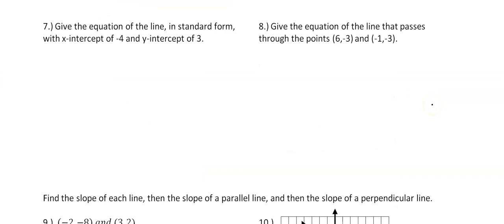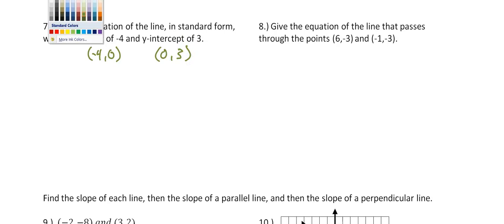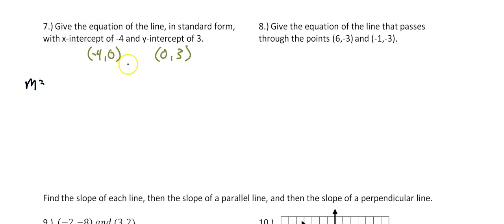The next one asked me to write it in standard form, giving the x-intercept and the y-intercept. Again, always think of these things as ordered pairs. The x-intercept is the ordered pair -4, 0. The y-intercept is the ordered pair 0, 3. Okay? And so for this one, I need to find the slope again. So I find the slope, y sub 2 minus y sub 1 over x sub 2 minus x sub 1. So that gives me 3 over 4.